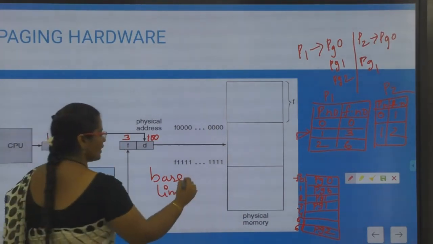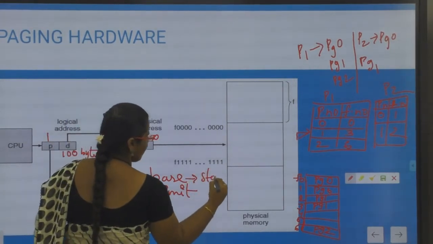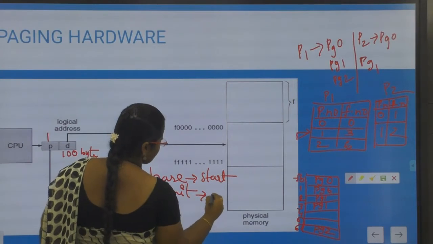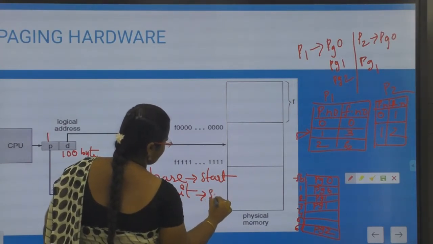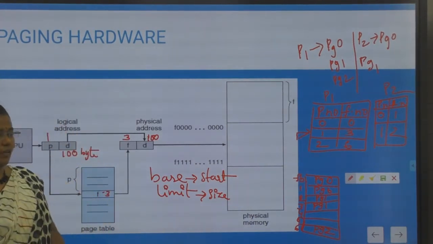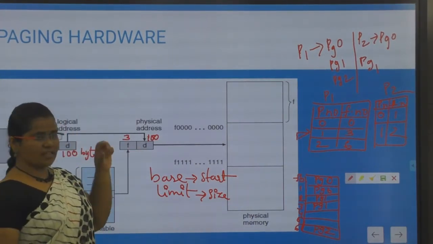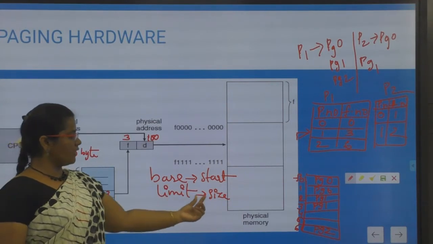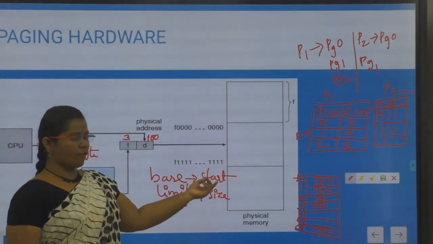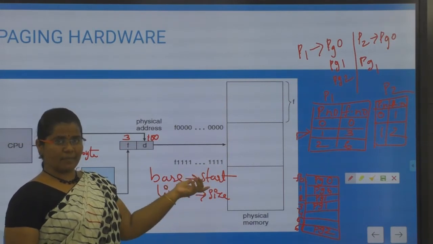So the base register contains the starting address of your process and the limit register contains the total size of your page. If your page size is 512 bytes, your limit register will contain 512, and the starting address of your page will be present in the base register.